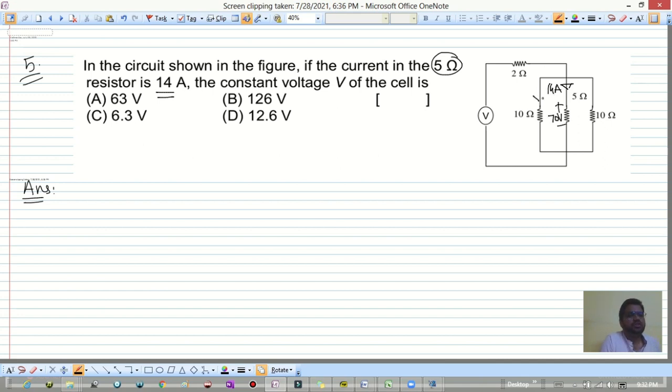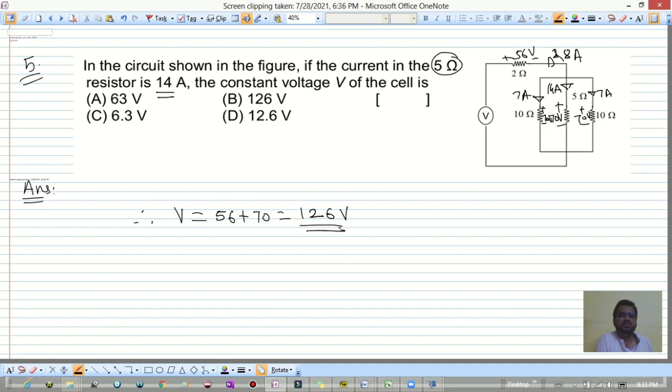70 volt. So what is the current through this? Because it is 70 volt according to Kirchhoff's voltage law. This is also 70 volt. This is 7 ampere. This is 7 ampere. So 7 plus 7 is 14, 14 plus 14 is 28 over here. So 28 into 2 is 56 volt. So the total voltage we have is 56 plus 70, how much? It is 126 volts. So I hope this is clear. It is the option B we have.